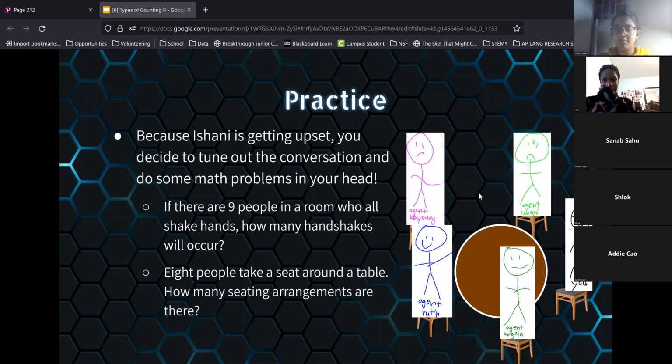The next one is, 8 people take a seat around a table. How many seating arrangements are there? Yeah, so the answer would be 7 factorial, which is 5,040.